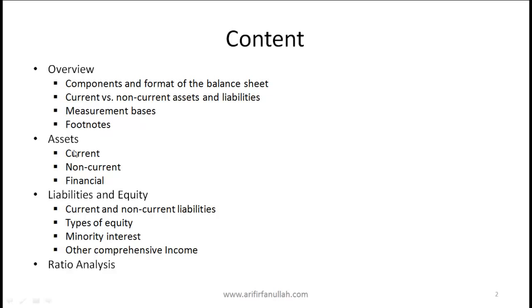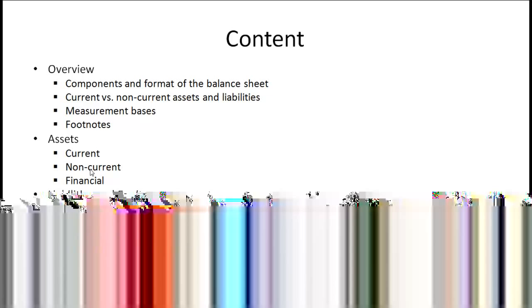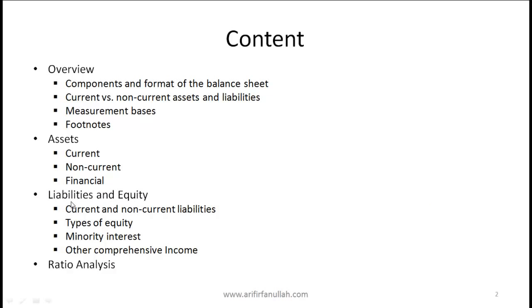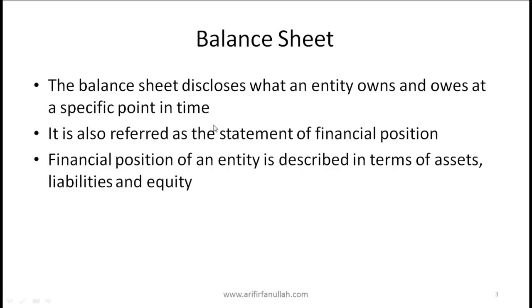Then we'll talk about different kinds of assets, current and non-current, as well as dealing with financial assets. We'll then move on to liabilities and equity. After a brief overview of different kinds of liabilities, we will talk about different types of equity, and specifically we will cover exactly what minority interest means and other comprehensive income means in the context of equity. This presentation will be concluded with an overview of ratio analysis using the balance sheet.